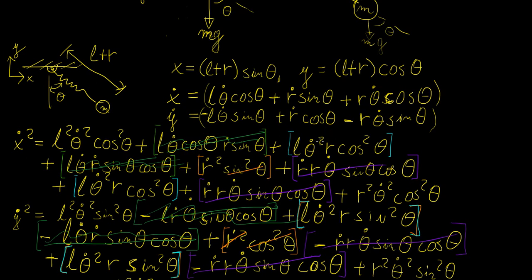Okay, so we have this plus that becomes 2 times L theta dot squared times r times cosine squared theta. This one becomes 2 times L theta dot squared times r times sine squared theta. If we add the two equations together, we can factor out this whole thing. The sine squared theta plus the cosine squared theta are going to become 1. So we can easily get rid of this term, and now we're going to have 2 times L theta dot squared r.